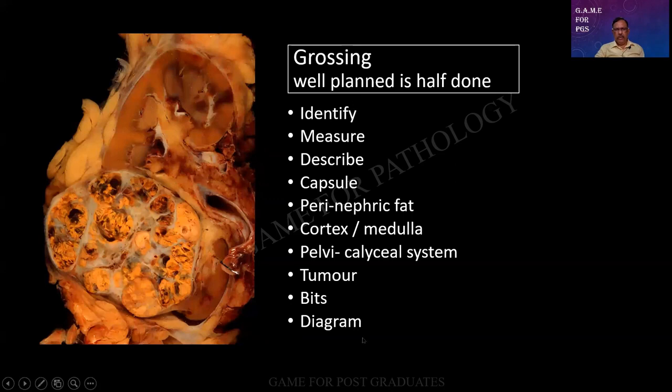So you'll have to, before even giving the bits, have some kind of a subheading. So identify, you measure, you describe. The normal kidney is over here. What about the perinephric fat? What about the capsule? Size of the tumor, shape, etc. From where all you are going to give the bits. Diagram is always mandatory. For students, postgraduate students, please develop this habit. Draw a diagram so that your colleague or the faculty will not have any doubt whatsoever about what you have done.